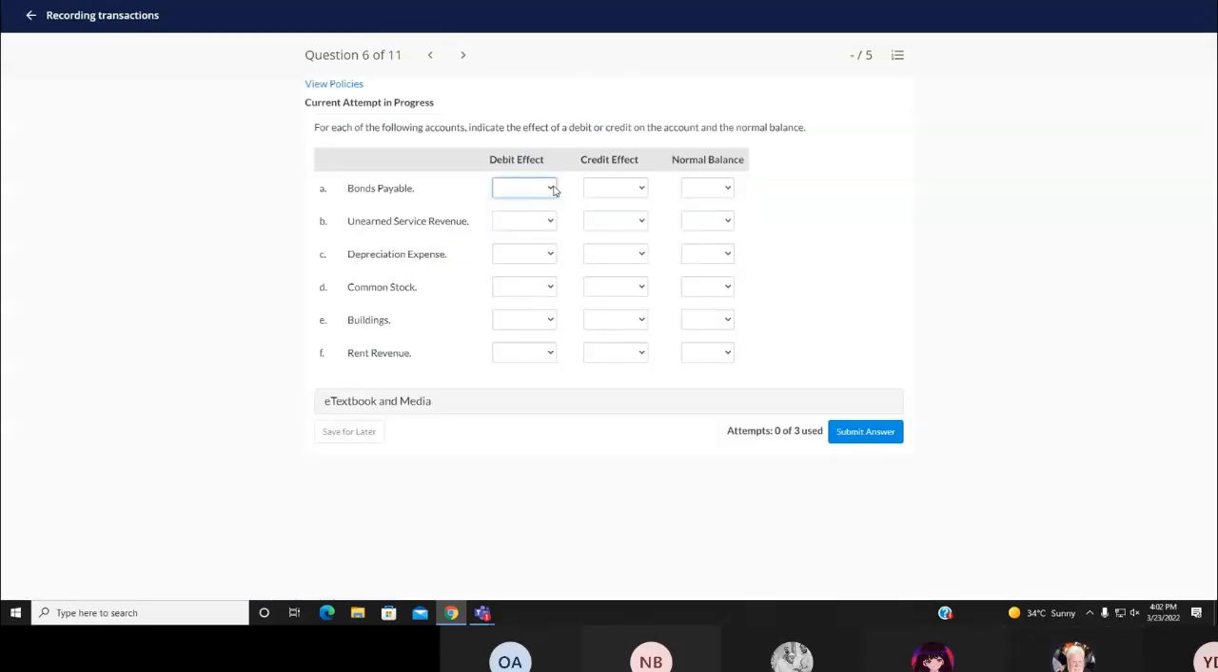Again. Here you put in, okay, bonds payable. Will it increase or decrease on the debit side? Very good. On the credit side, and what kind of balance will it have? Right. Good. Unearned service revenue is a liability. Remember, I explained that. So it will decrease on the debit, and the liability will increase.